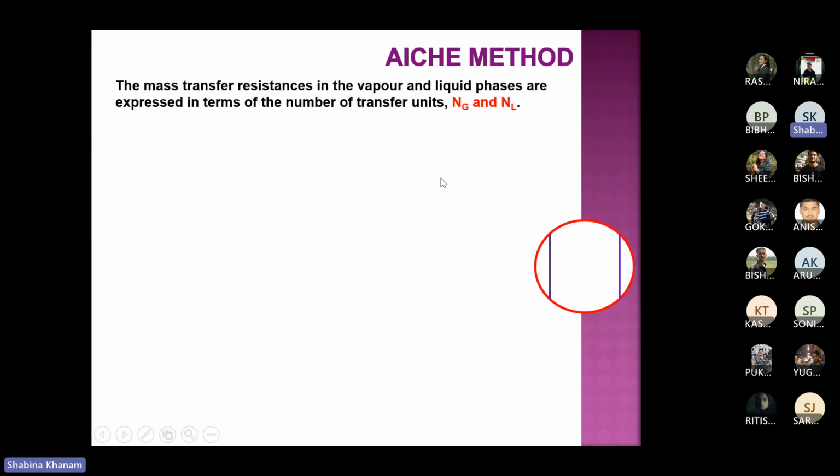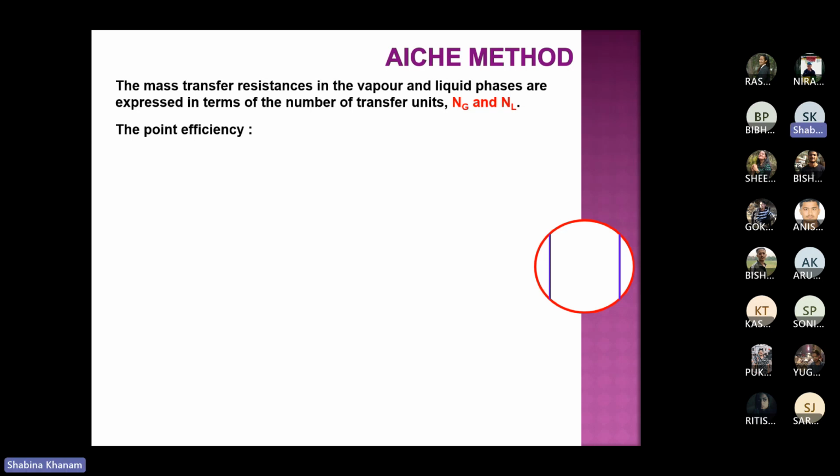The mass transfer resistances in vapor and liquid phases are expressed in terms of number of transfer units. So Ng and NL, that I was talking about in the previous slide. The mass transfer characteristics we can have with respect to Ng and NL, the number of transfer units in gas phase and liquid phase. You must have read number of transfer units in mass transfer, I guess. Yes, it is there.